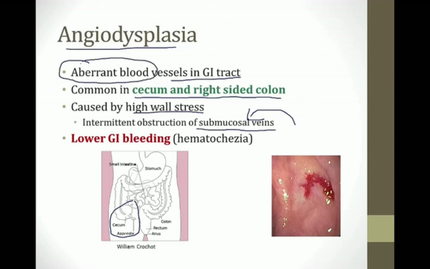Whatever their mechanism, they are a common cause of lower GI bleeding and hematochezia. Patients will present with lower GI bleeding, and on colonoscopy you will see something like the image on the bottom right side of the screen here, which is presence of an aberrant blood vessel in the wall of the GI tract that can bleed and lead to hematochezia.